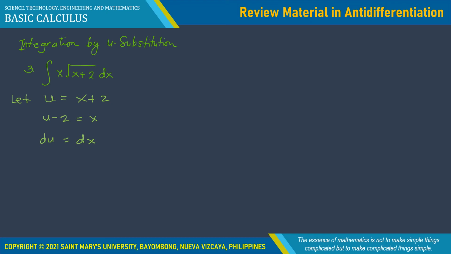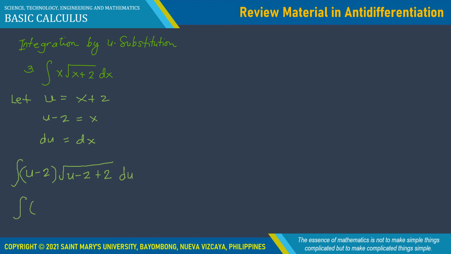Yan. Then, magsasubstitute na tayo. So, this will be equal to the integral of, ano bang value ng x natin? Ang x natin is equal to u minus 2. So, we have u minus 2 times the square root of, again, ang value ng x plus 2 siya. So, papalitan yung x ng u minus 2. u minus 2, then plus 2. May plus 2 doon, makikita nyo naman kasi x plus 2, so yung x, magiging u minus 2, then plus 2. Then, instead na dx, ano bang value ng dx? That will be du.